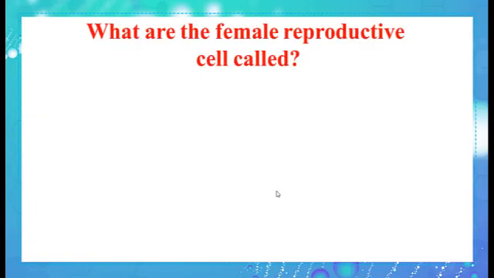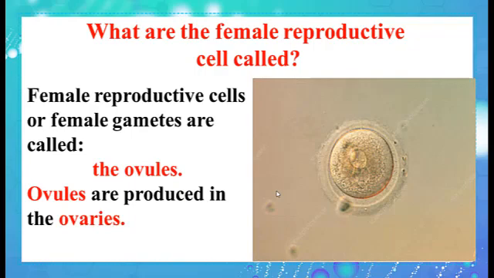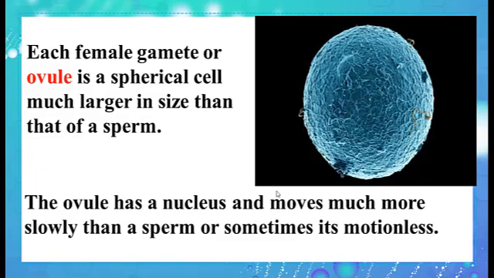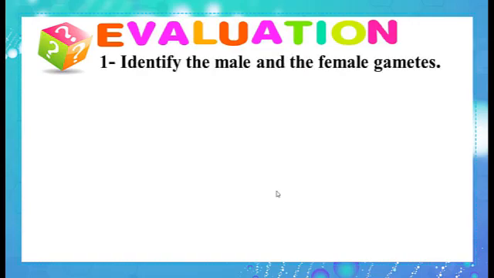What are the female reproductive cells called? Female reproductive cells or female gametes are called the ovules. Ovules are produced in the ovaries. Each female gamete or ovule is a spherical cell much larger in size than that of a sperm. The ovule has a nucleus and moves much more slowly than a sperm, or sometimes it's motionless, means it's at rest.